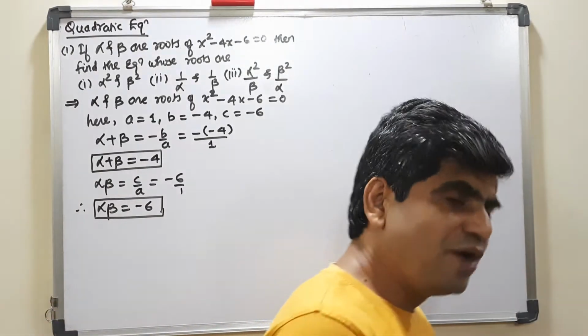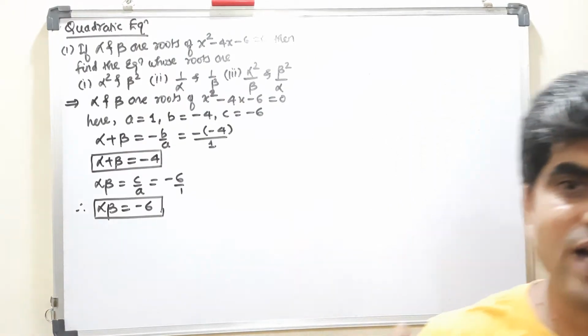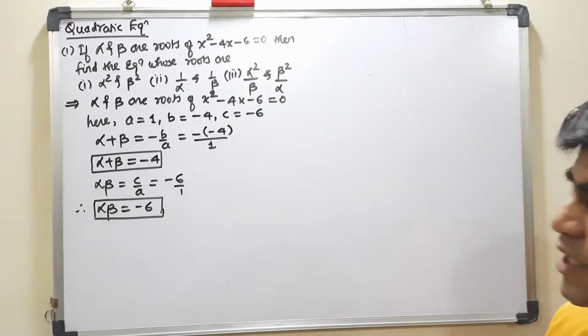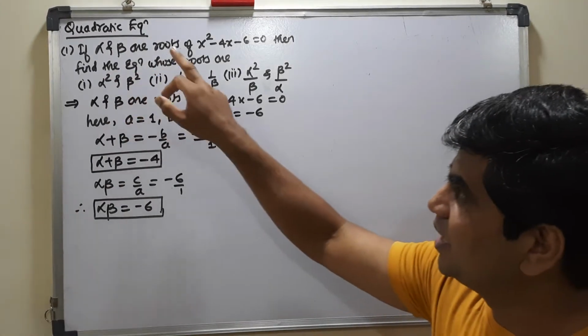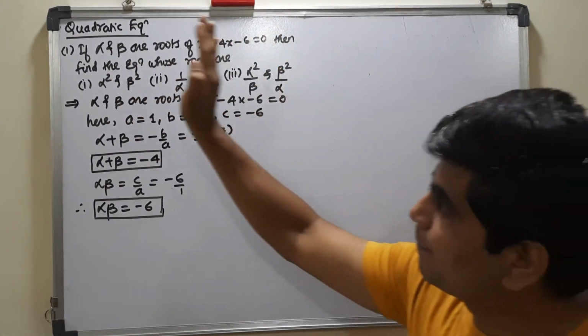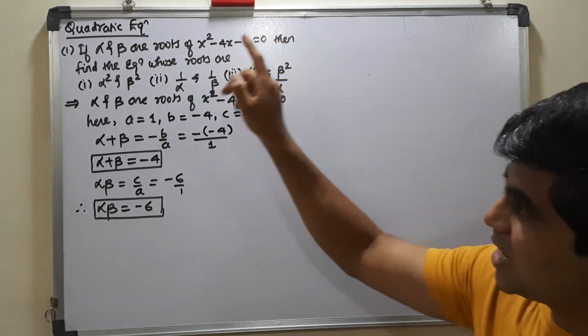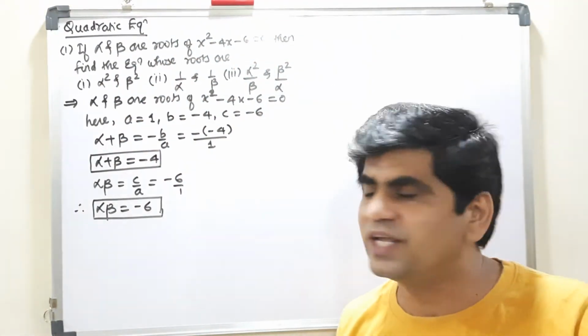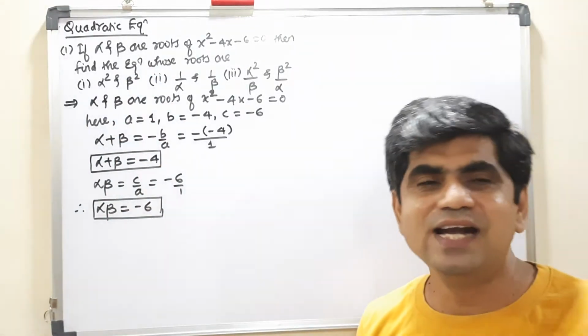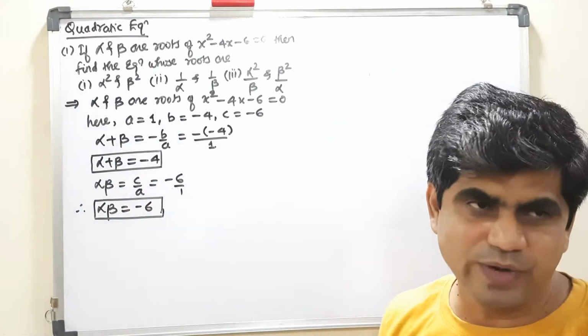Okay. Now you have to find a quadratic equation. You have to find a quadratic equation. Find the equation whose roots are, let us see the first part, whose roots are alpha square and beta square. Means the first root is alpha square and the second root is beta square.